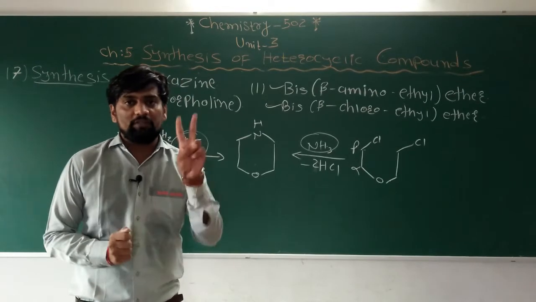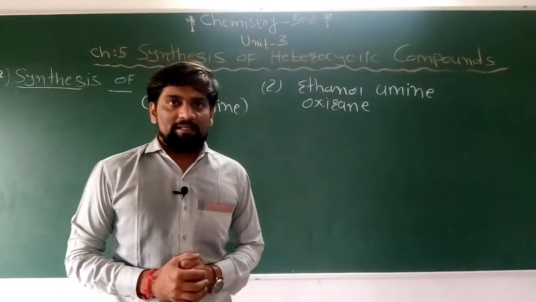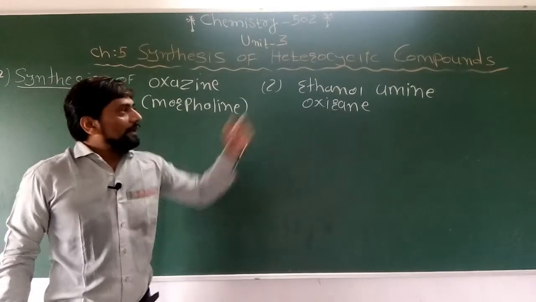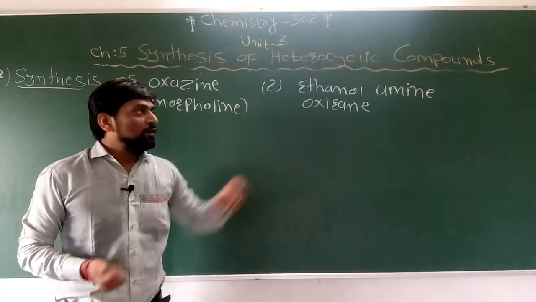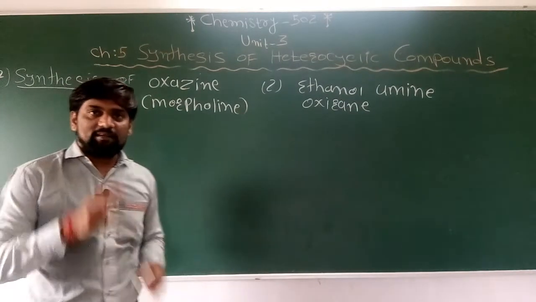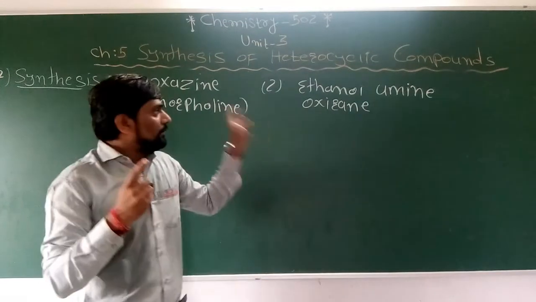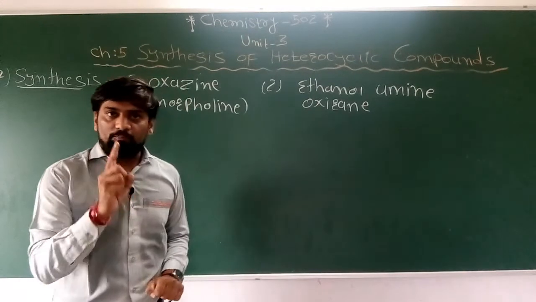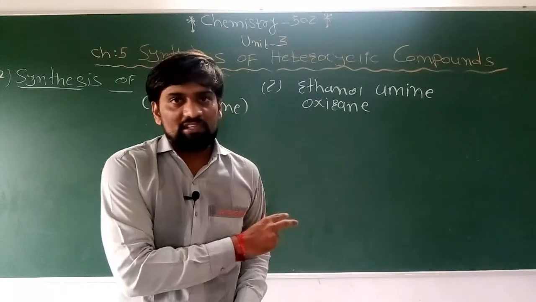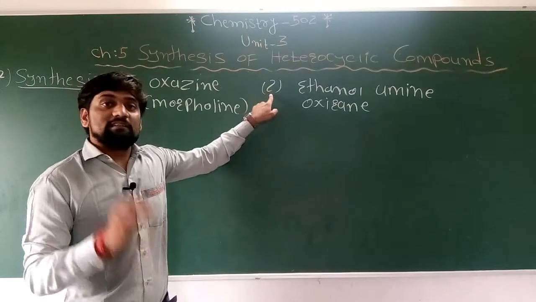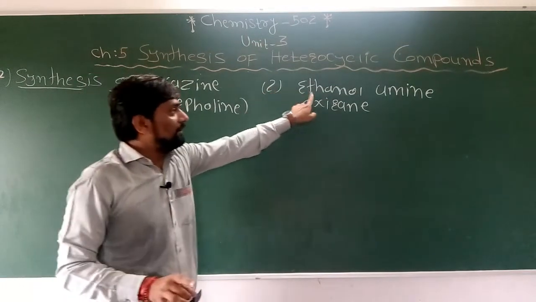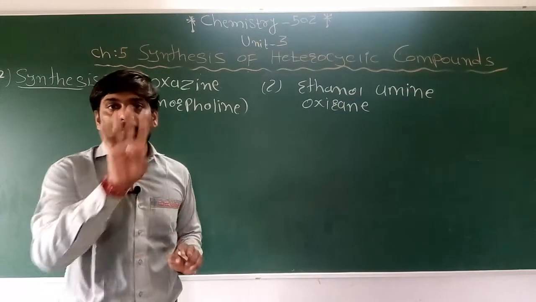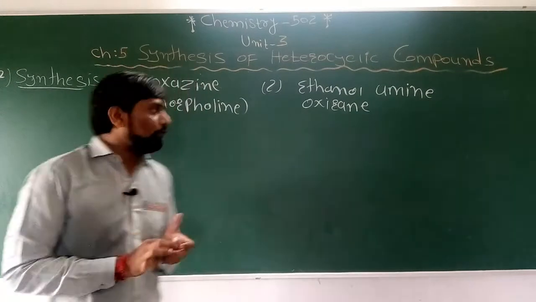Now next we will learn about the second synthesis. So friends, next we will learn about the second synthesis, the synthesis of morpholine from ethanolamine, and the next synthesis from oxidant. So the second synthesis also has two syntheses: first from ethanolamine, second from oxidant. So first synthesis has two syntheses, and second synthesis also has two syntheses. So whenever the second synthesis is complete, at that time a total of 4 syntheses are complete for morpholine.